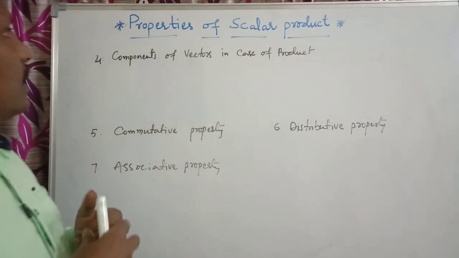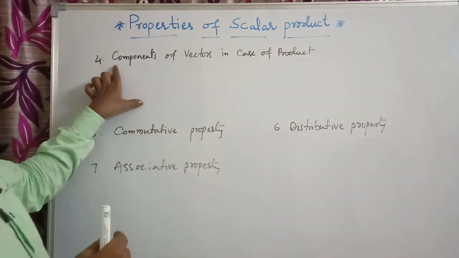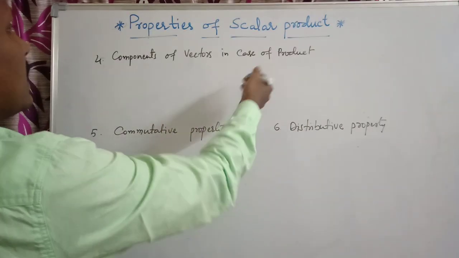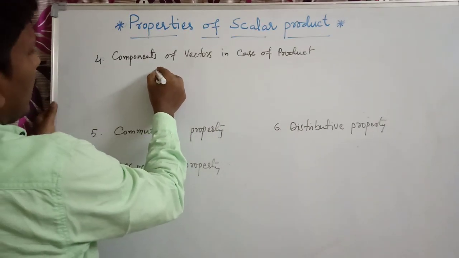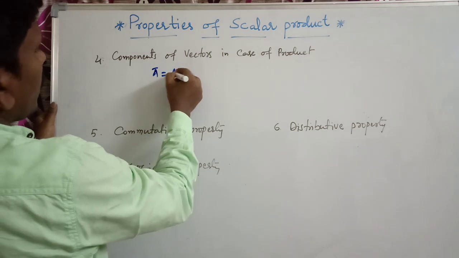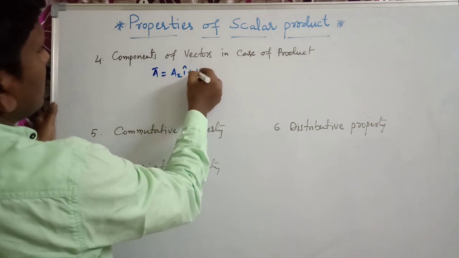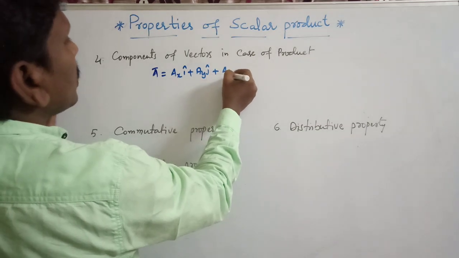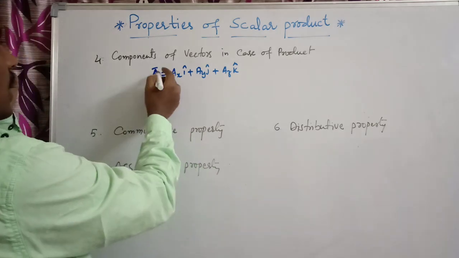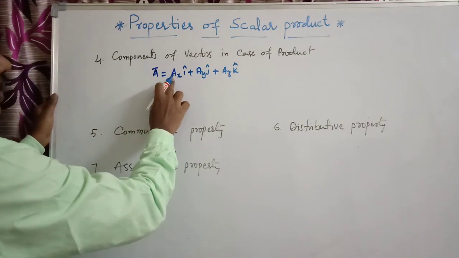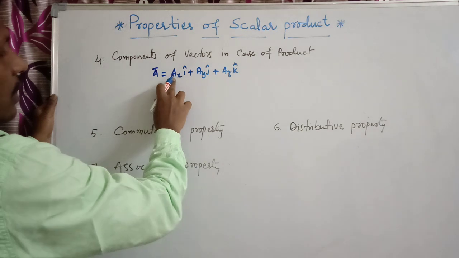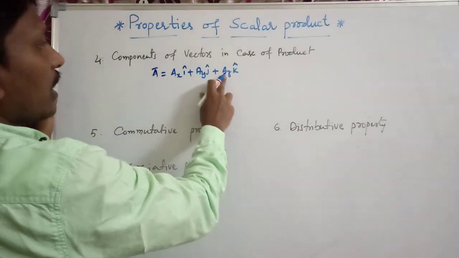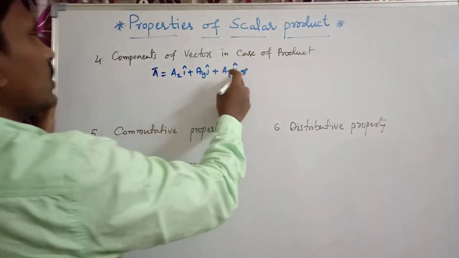Okay, the fourth property of the scalar product is the components of vectors in the dot product. To understand this, I am taking a vector a bar equals ax i cap plus ay j cap plus az k cap. These are the components of the a bar vector: ax along the x axis, ay along the y axis, az along the z axis.